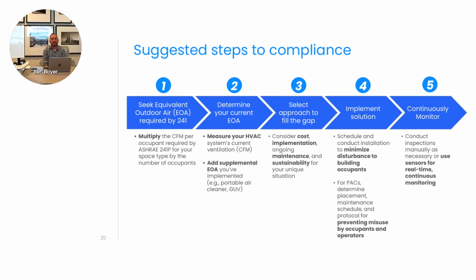I won't belabor this point much in terms of the steps to compliance, but what this lays out is we provided a general overview of how organizations may need to comply with these new guidelines. Step 1 and step 2 are basically determining your need. What's the gap between where you are and where you need to be? Step 3 is to determine the best solution to fill the gap. Steps 4 and 5 are about implementing the solution and doing the monitoring and maintenance to ensure you're providing the clean air that we all know is needed to protect building occupants, whether they be students or employees or patients or nurses or doctors. And we are here to help.